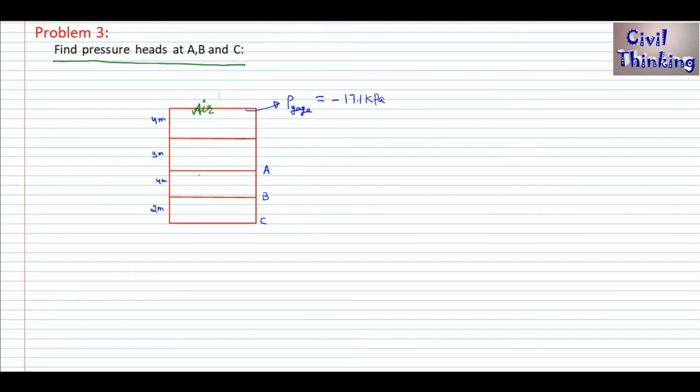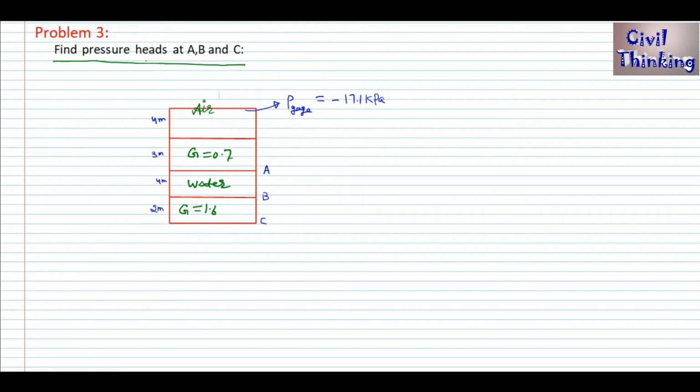Let me write what type of fluid it is. Now this one, C to B, its specific gravity G is equal to 1.6. Okay, now this one is water, and here the specific gravity is 0.7, and this one is air.